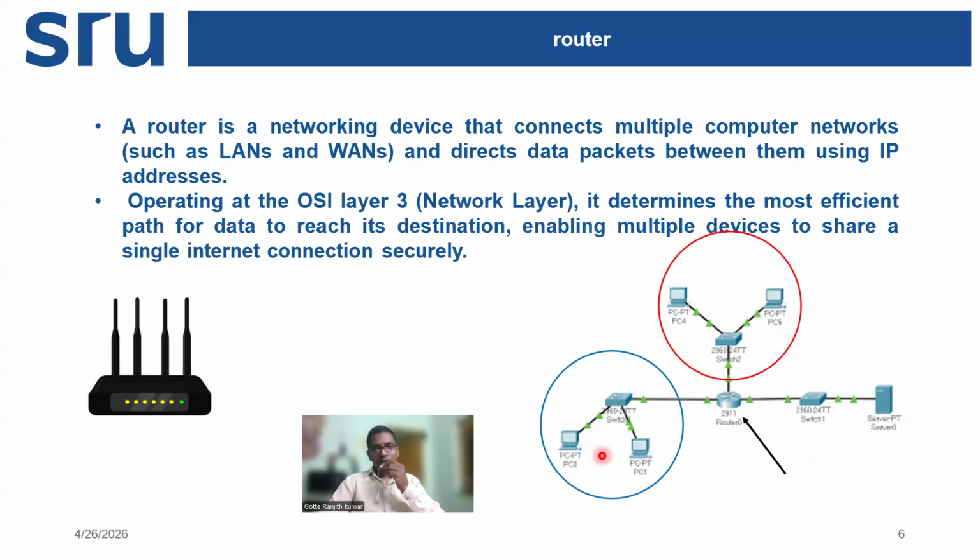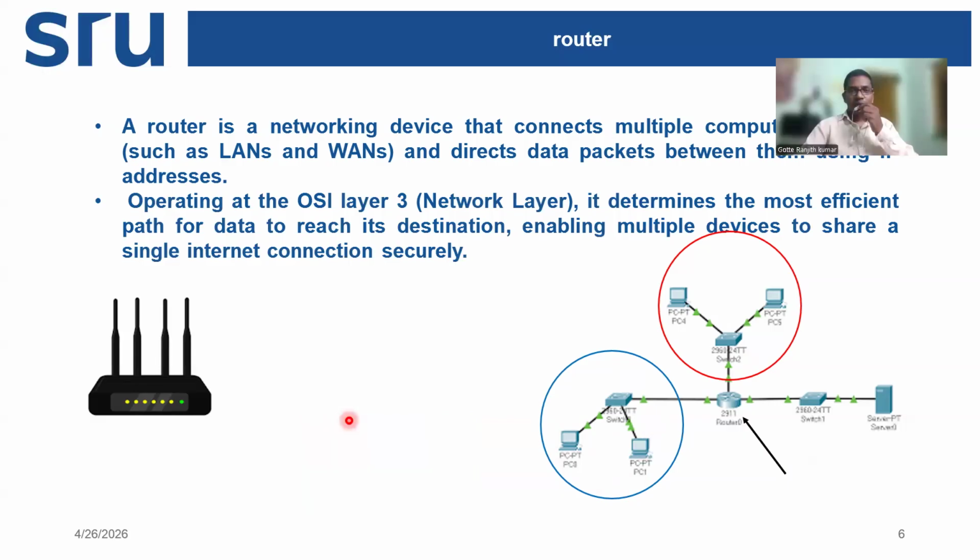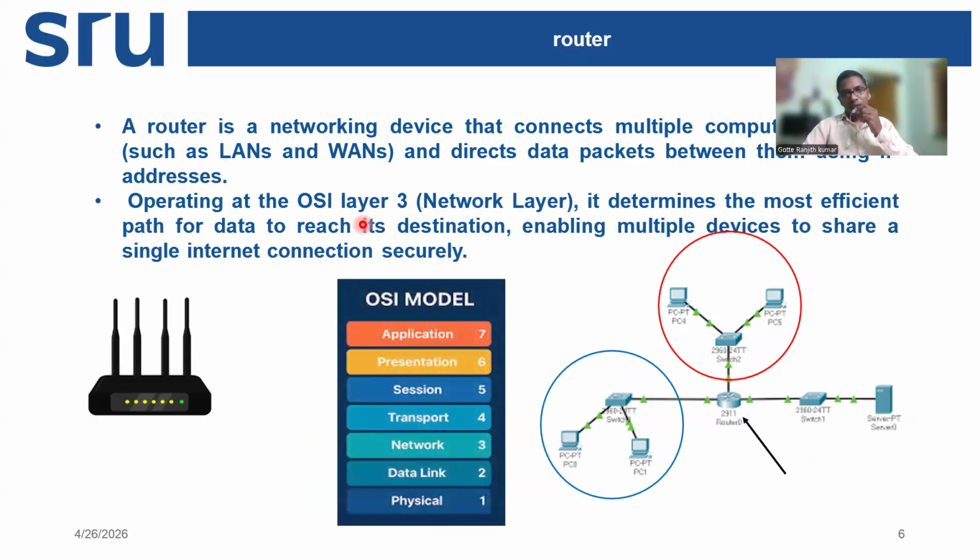And this router will operate at layer 3 of the OSI model. This is the OSI model. This contains 7 layers. Each layer is a collection of related network functions. Whenever data is sent from one system to another system over the network, these layers are going to be involved. Each layer represents a set of related functions.